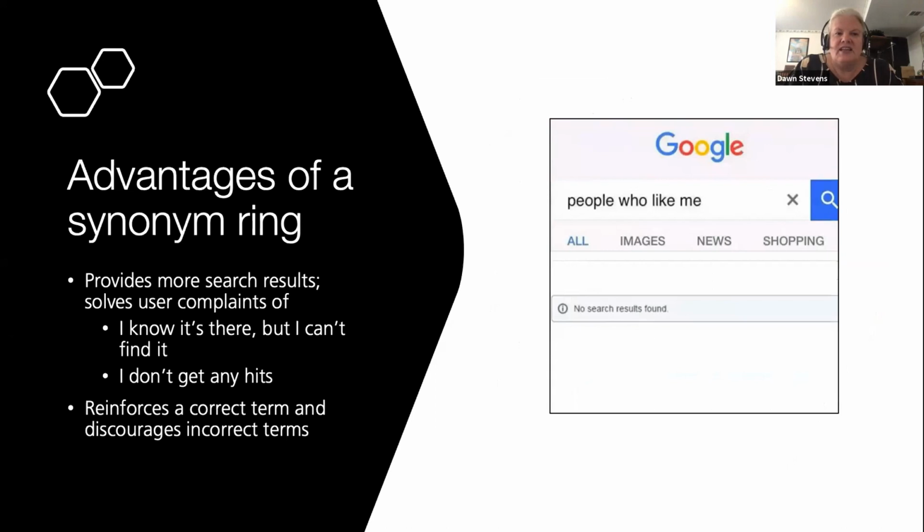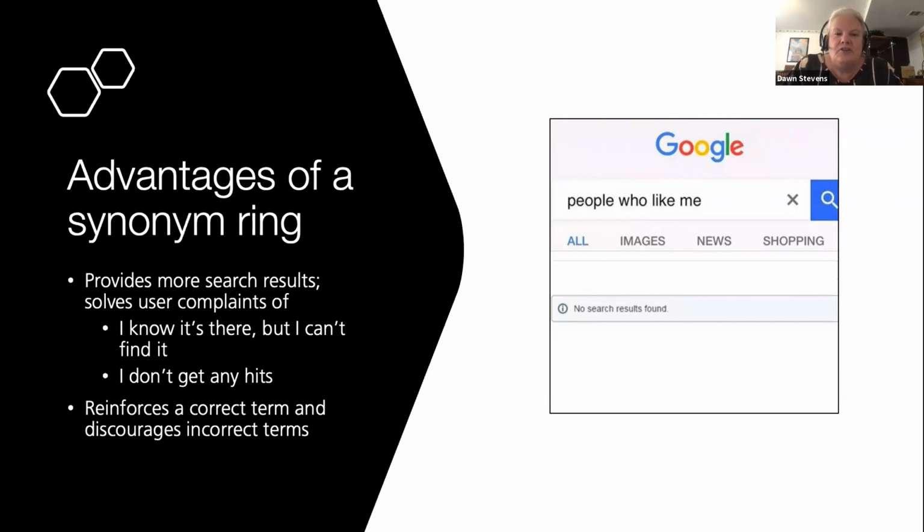Now, the advantages, of course, is that it does provide more search results. And so therefore it addresses those common complaints that you hear of, I can't find what I'm looking for. I trust that you have it somewhere on your website. I have not been able to find the appropriate combination of words to locate what it is that I'm looking for. So I can't find it, or maybe even I don't get any hits at all. That's one of those common complaints that people hear from their users about their information, is that they can't find what they're looking for. And so expanding the number of hits by having synonym rings is one way to address that issue.